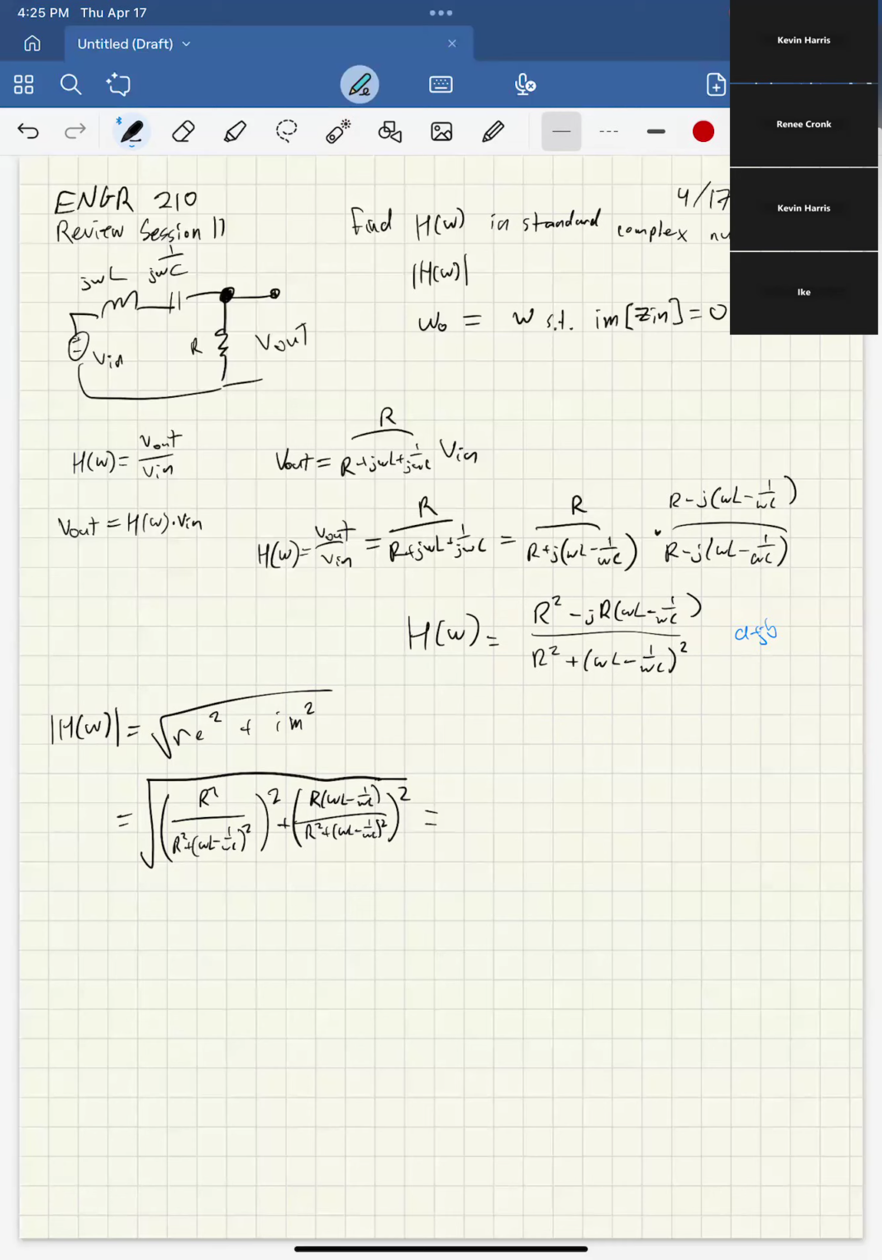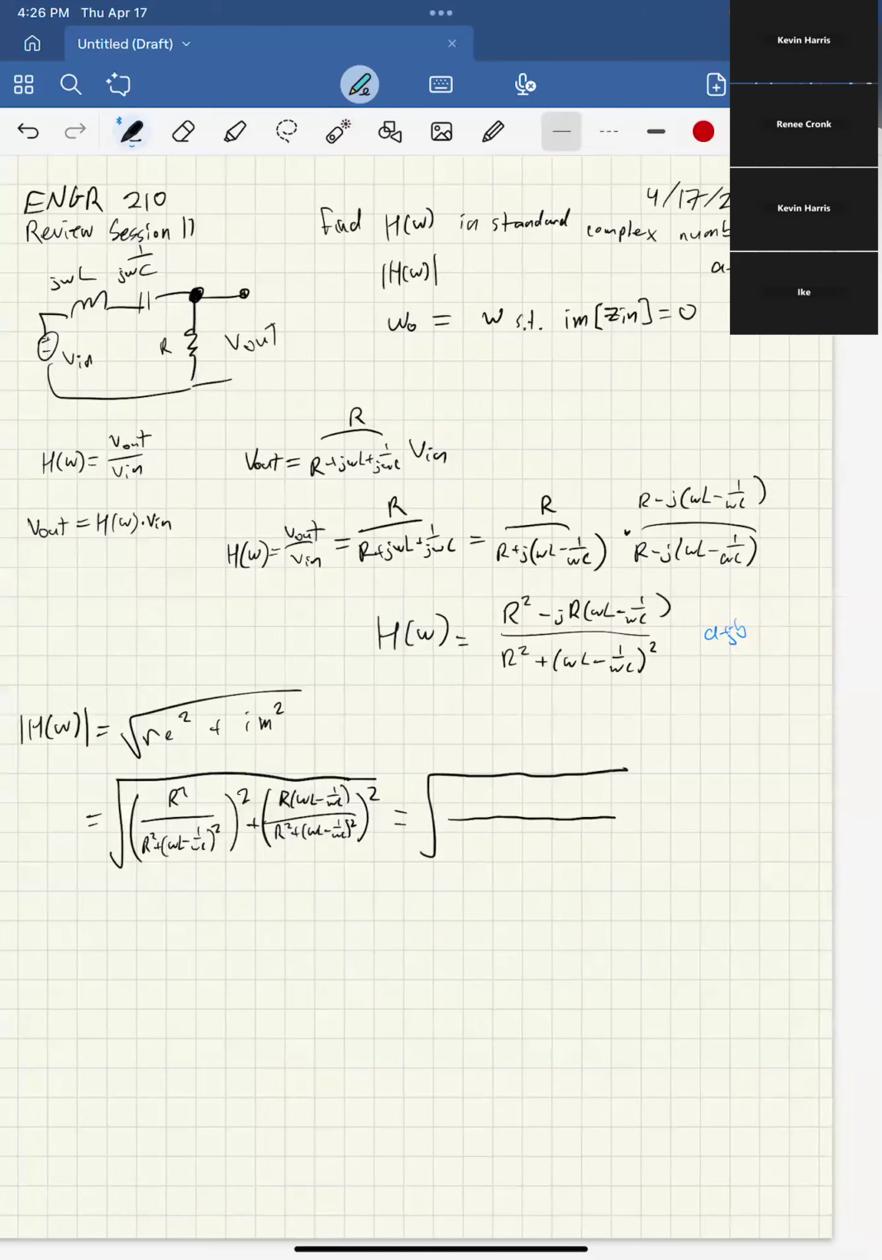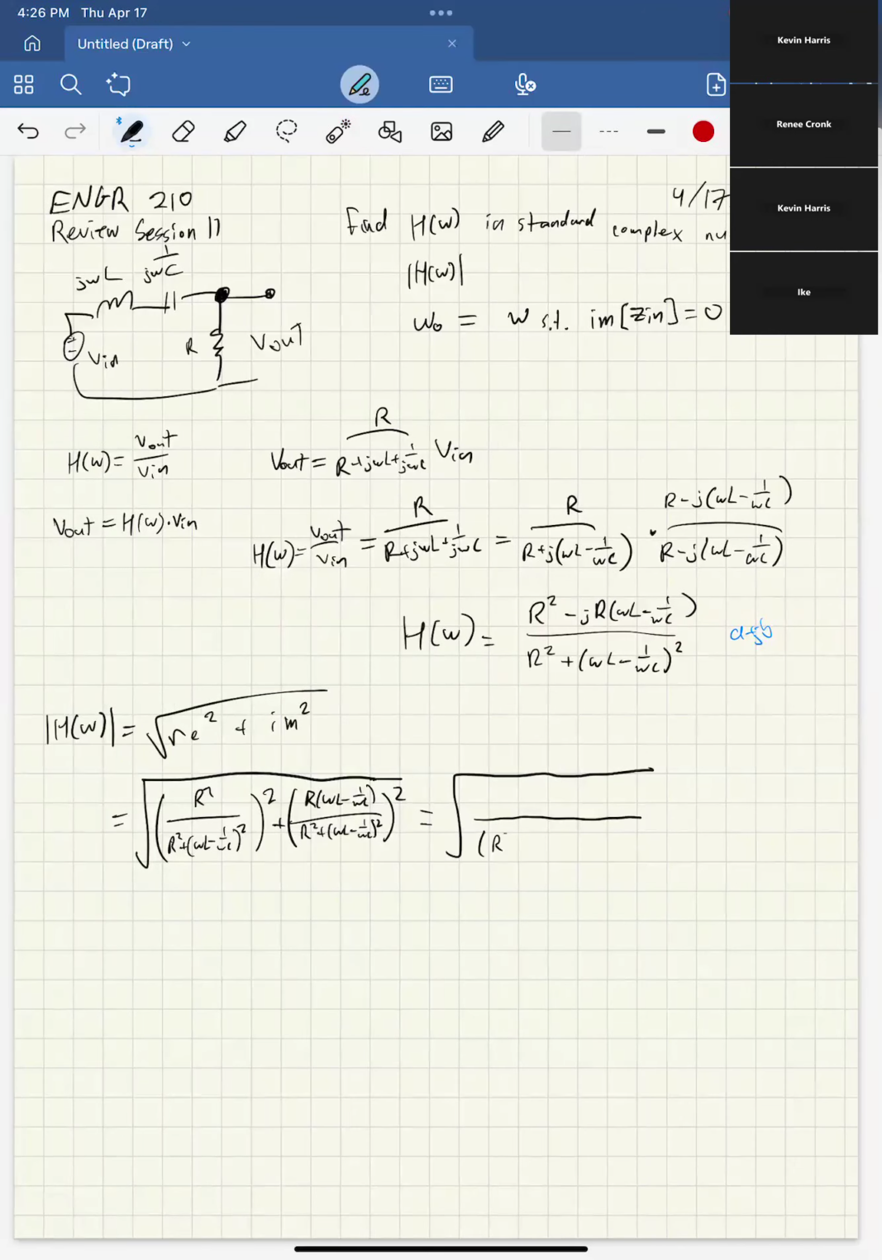You can square the top parts and combine the denominators, because they both have the same denominator. It's R squared plus omega L minus 1 over omega C squared. And then on the top, we have R to the fourth plus, what is this? It's R squared times omega L minus 1 over omega C squared, I believe.